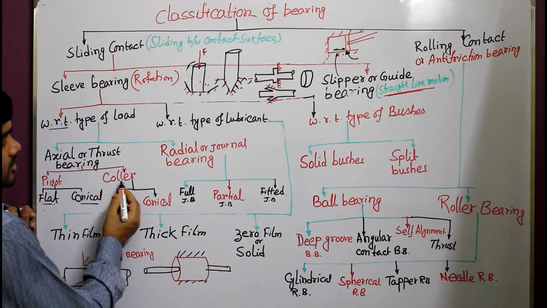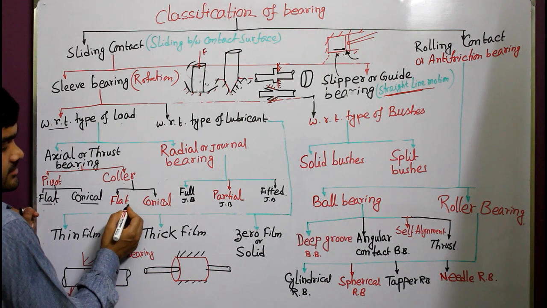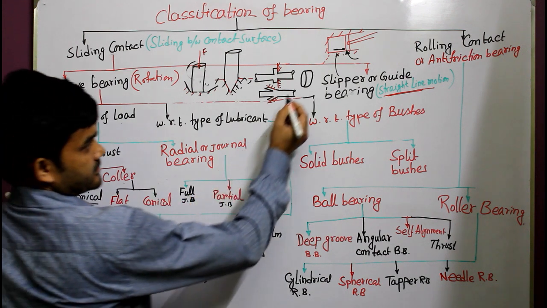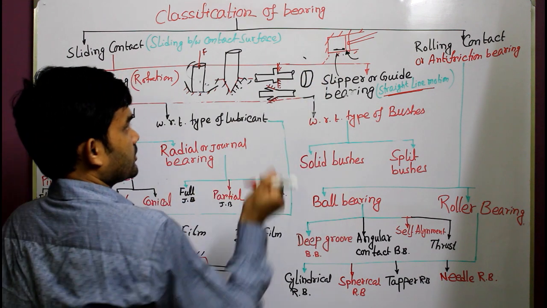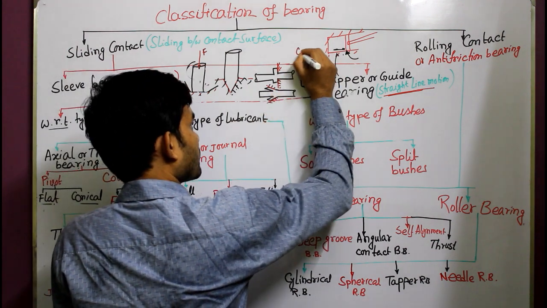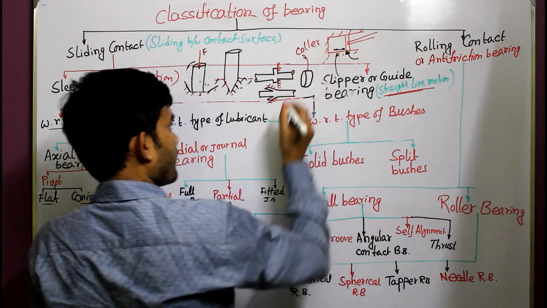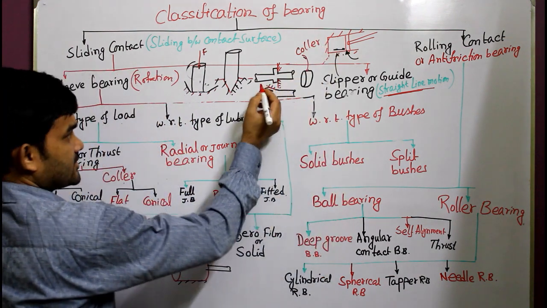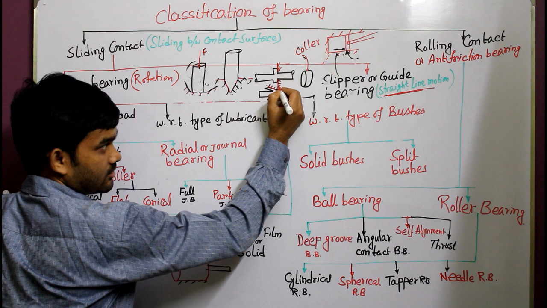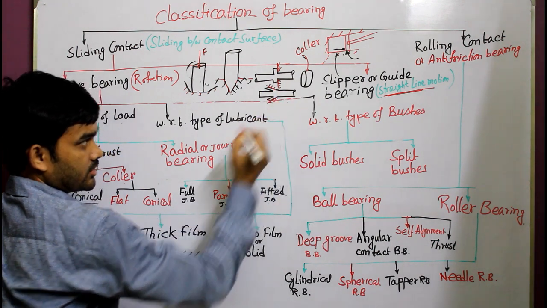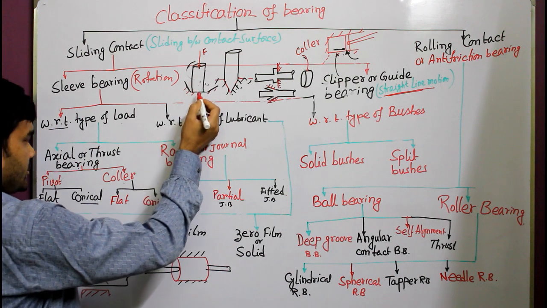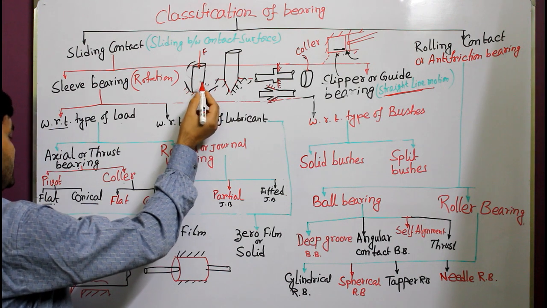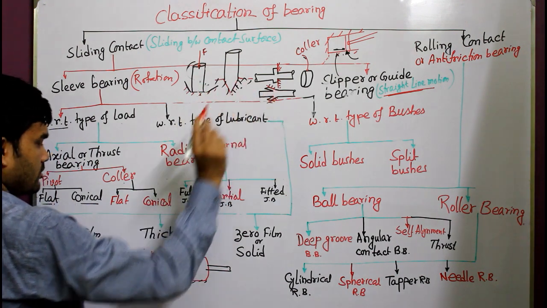Now coming to the collar bearing, we have two types, flat and conical. Here, this is our collar. So this is our flat collar and this is the conical collar bearing. You can see that these axial thrust bearings, pivot and collar, are almost the same.